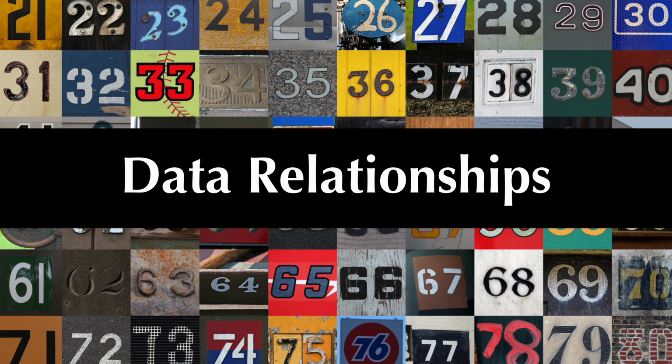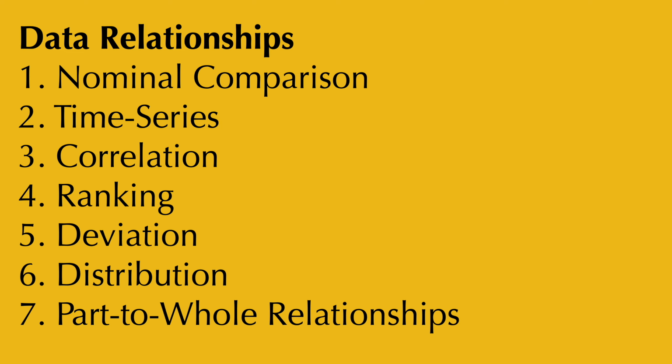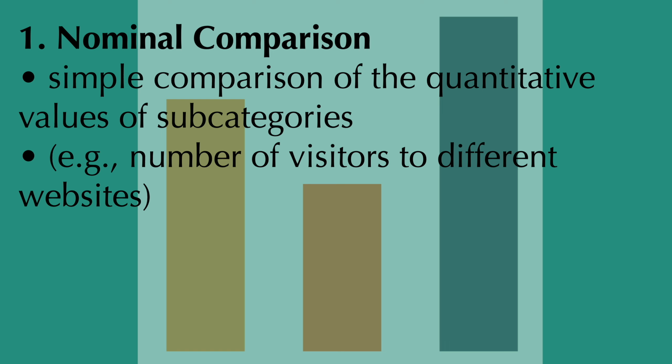This video is on data relationships. It's going to look over these 7 different data relationships, namely nominal comparison, time series, correlation, ranking, deviation, distribution, part to whole relationships. And we'll begin with nominal comparison.